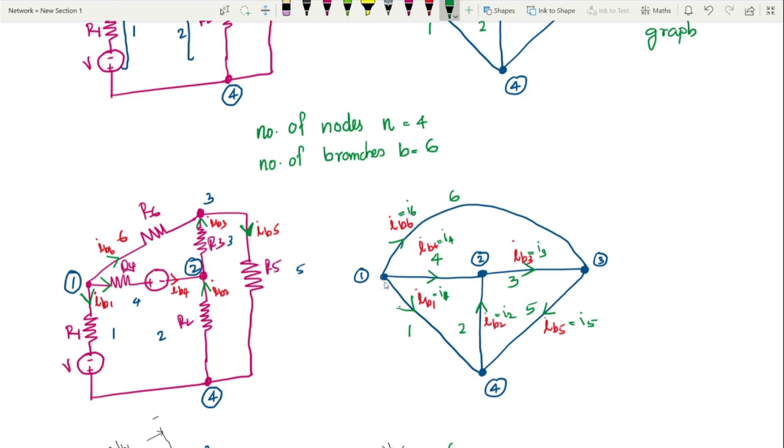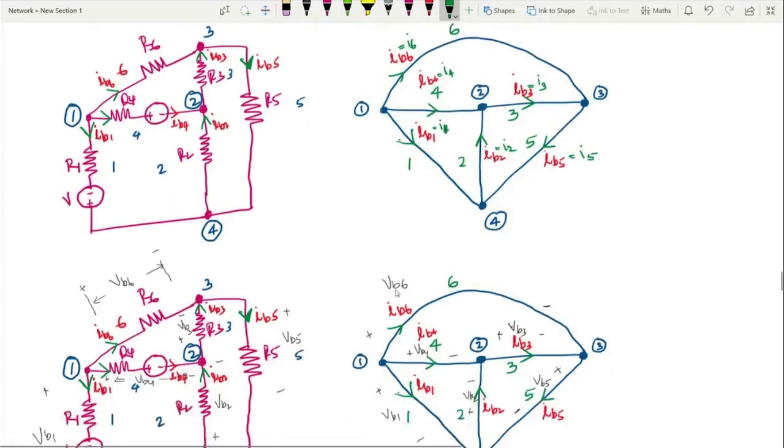After that, we can apply KCL at each and every node. Another important thing is, we can mark the potential across each branch based on the current direction. For example, the current direction in branch 1 is like this. That is, the current is leaving away from node 1.